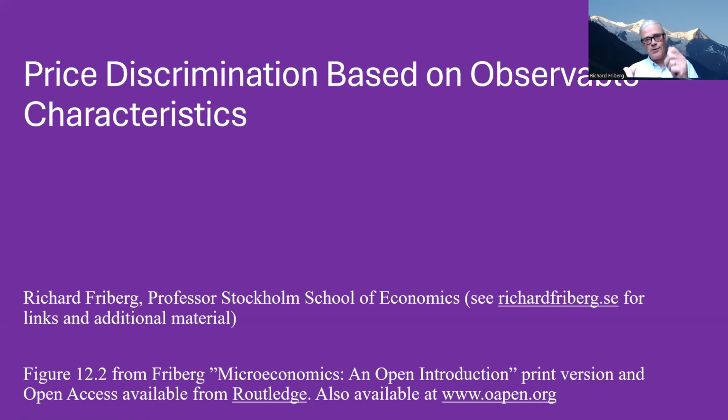So you have a student ID. This typically gives you a rebate when you're flying, or when you're taking the train, or going by bus, or going to a museum, something like this. So that's a simple example of this kind of price discrimination. We're going to be looking at the effects of this on prices and profits.